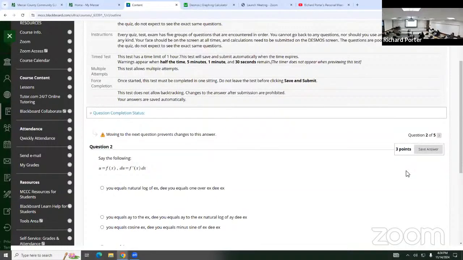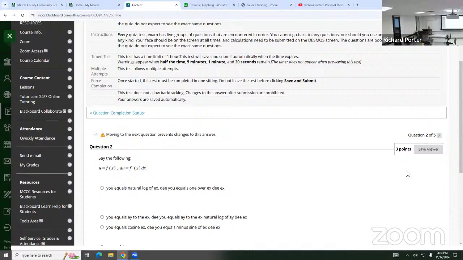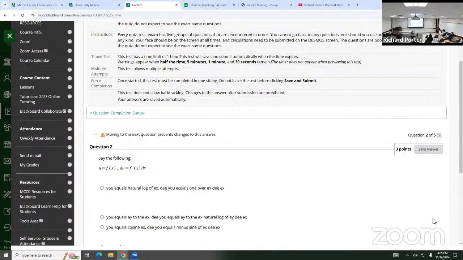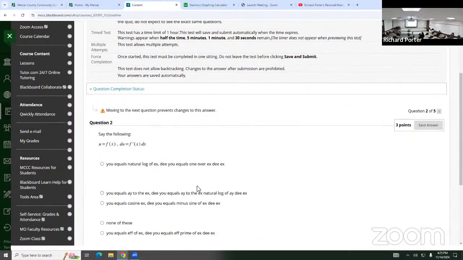Say that. Who would like to say that? You've been saying too much. Okay, go ahead, say it. Derivative of f dx. Is it one of these? u equals f of x, du equals f prime of x dx. This was before I had better notation. But yes, that's it.